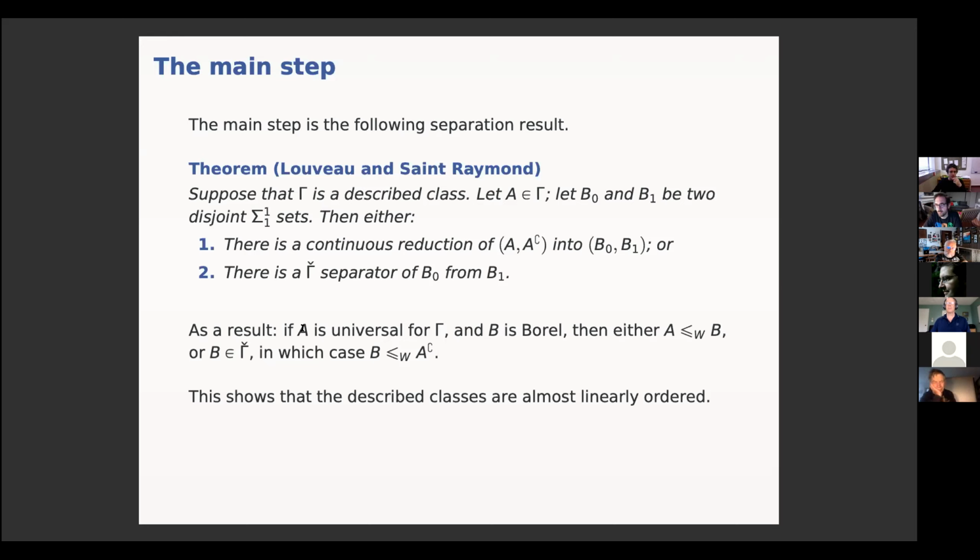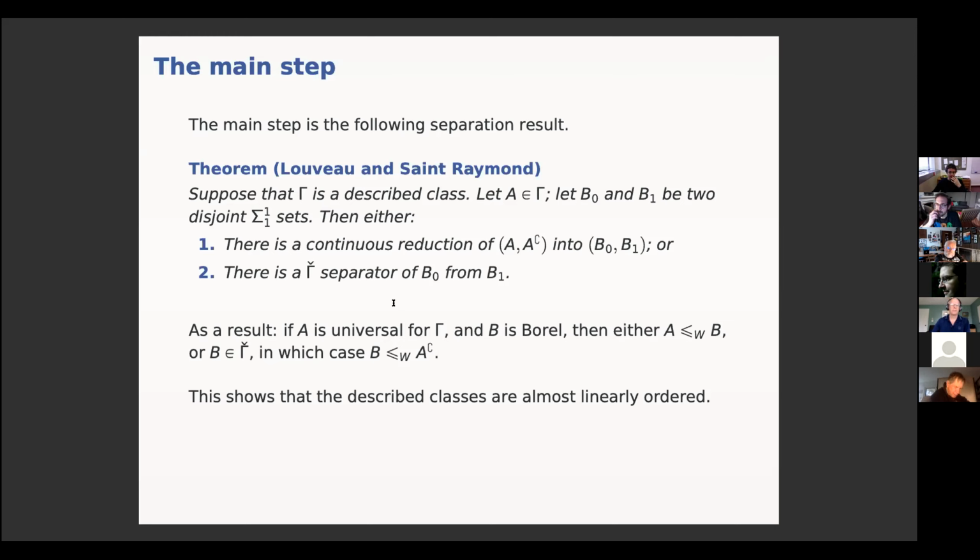So if you take a universal set for gamma and take B to be any Borel set and apply the theorem, then either the first part will give you a Wedge reduction of A to B, or a separator for the set and its complement, which just has to be the set. So that tells us that B is in the dual, the B complement is in gamma. And because A was universal, A complement is universal for the complement of gamma, so B is reducible to the complement of A. Right. So the question is how to prove this theorem.